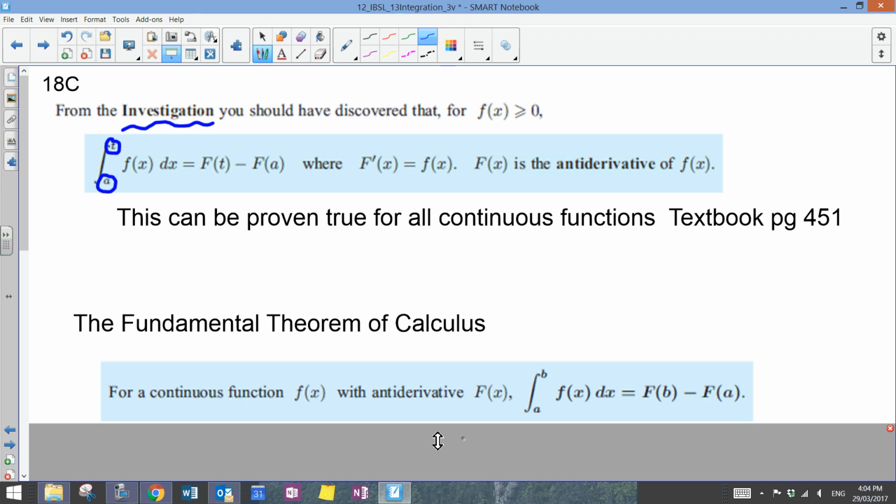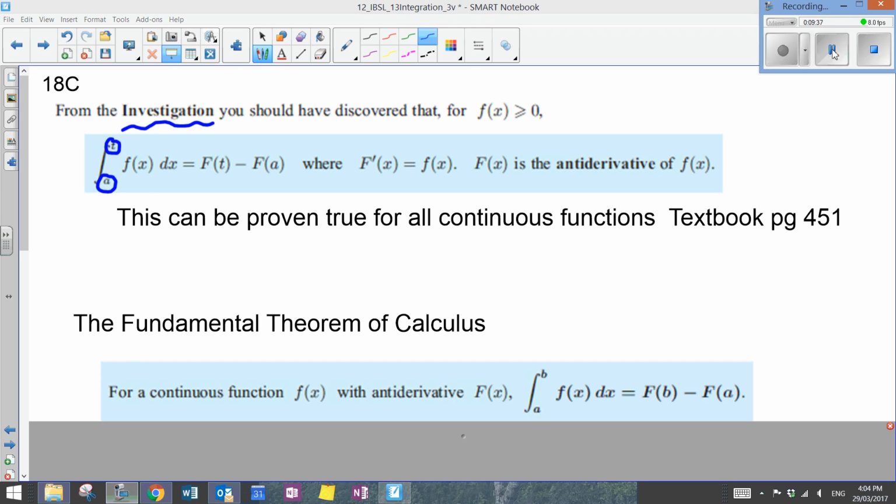All right, your textbook goes a little bit more into detail on page 451. We have discussed the basics of it here and also in our class together. So let's take a look at how we actually lay out our work for something like this.